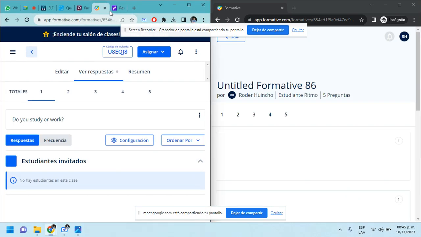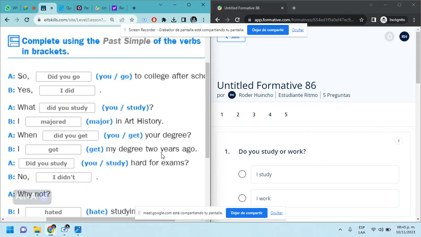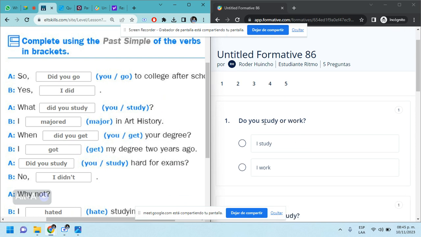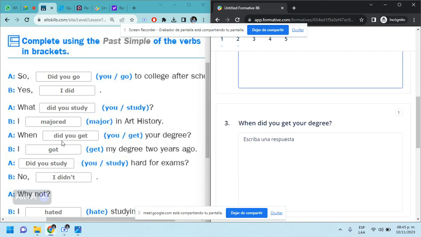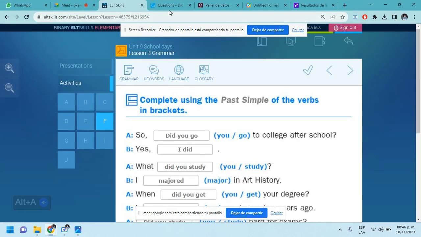When you answer this question, please do similar to the conversation you practiced. Make sentence. The one says, do you study or work? Well, in my case, I work. No? What did you study? Oh, you see? What did you study? Igual a la conversación, chicos. Acá tienes el ejemplo. ¿Ve? I majored in art history. I majored in English education, for example. You see? Make sentence, please. And then you continue. When did you get your degree? The same. Similar to this. I got my degree 2 years ago, 5 years ago. Teacher, todavía no saco mi grado. I didn't get my degree. The negative. You see? Try to make sentence, okay?